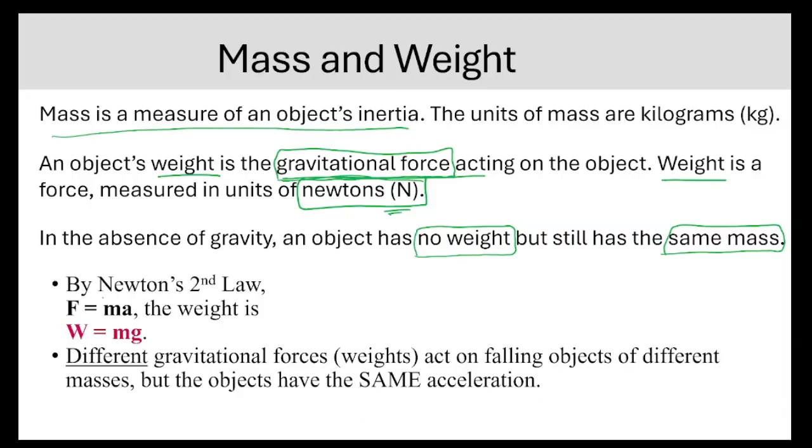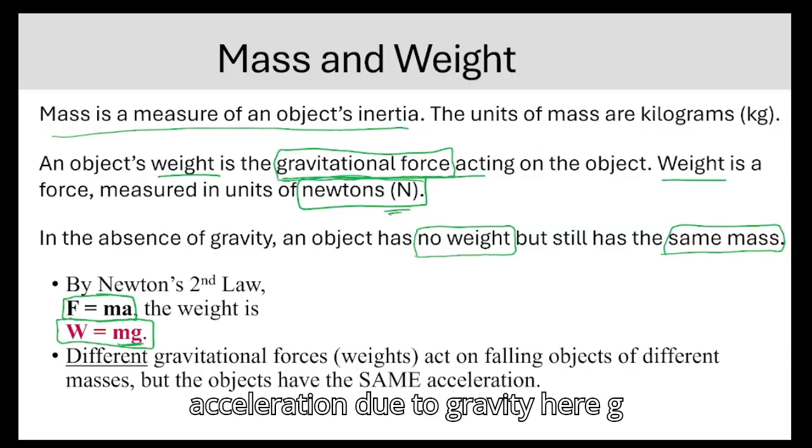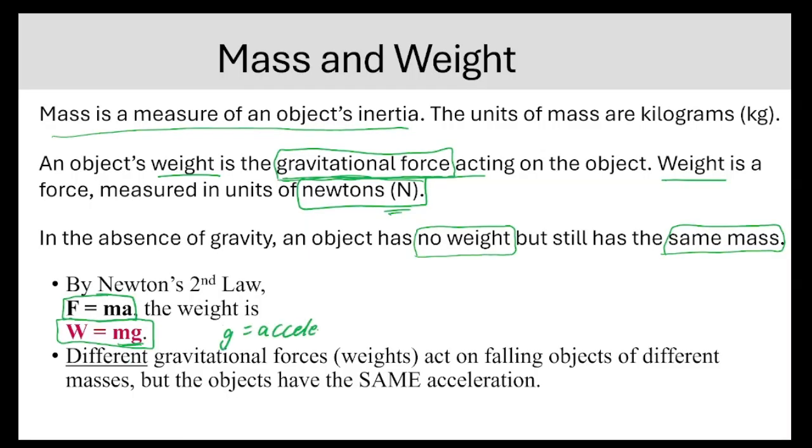And mathematically, the weight is given by mass times acceleration due to gravity. Here g is the acceleration due to gravity, and the value of g is 10 meter per second square.